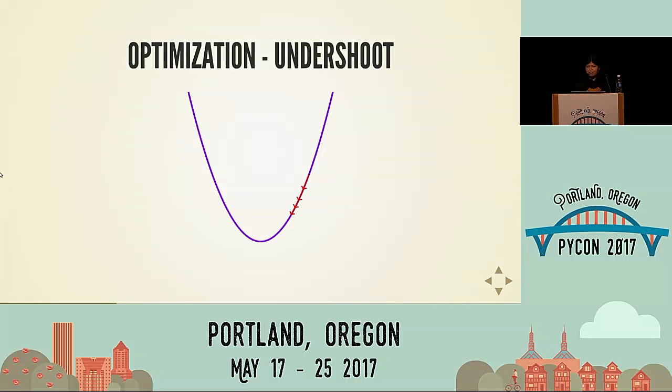Or you might have the opposite problem. You're too timid in making your corrections, so it takes you forever to get to the minimum. You converge really, really slowly. And if you have a cost curve that's uglier than this, with lots of local minima, if you're taking steps that are too small, you may get stuck inside that local minimum. So that's a bad situation.